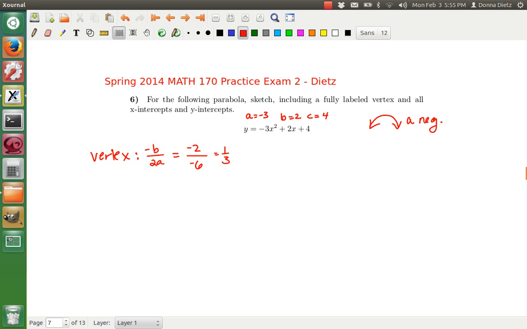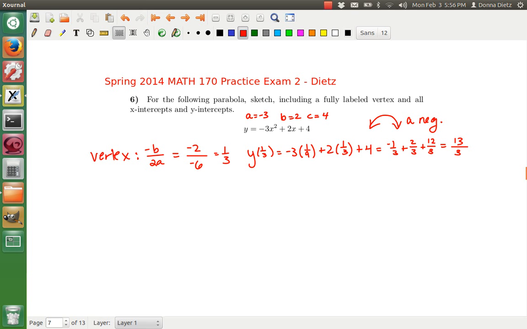Then we want to find y of 1/3: minus 3 times a ninth, because that's a third squared, plus 2 times a third plus 4. So let's work that out. Minus 3 over 9 is minus a third, then plus 2/3, and then plus 4, but 4 is 12/3. So we have 12, and 1 is going to be 13 over 3.